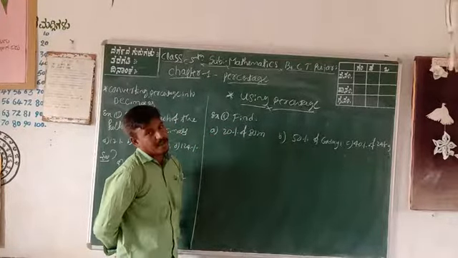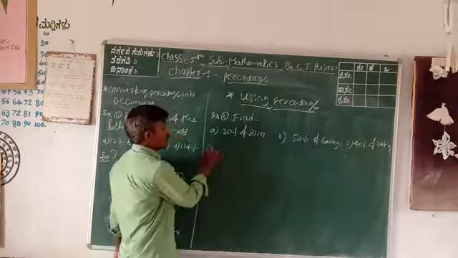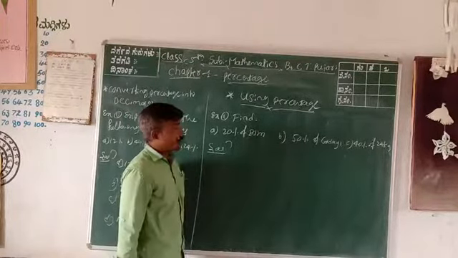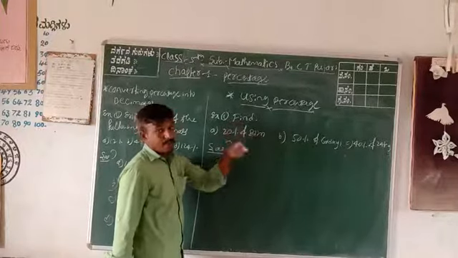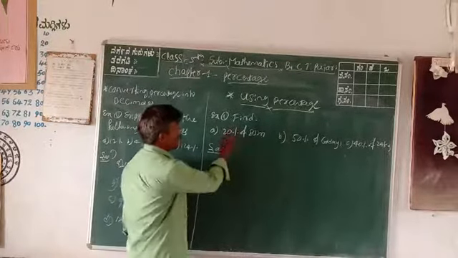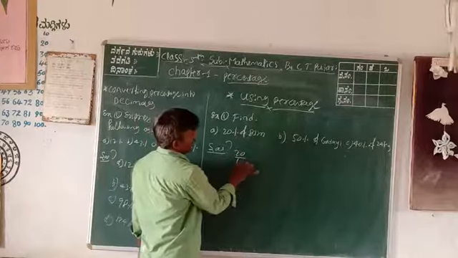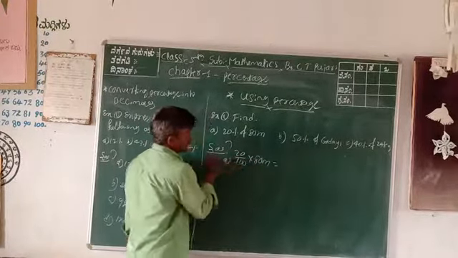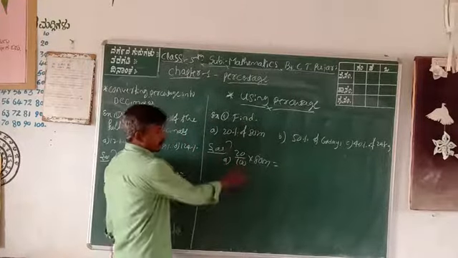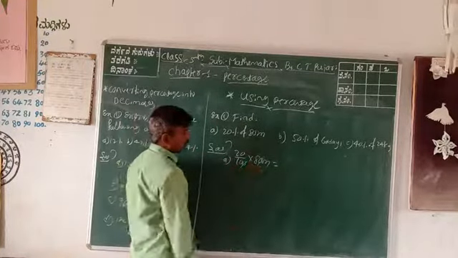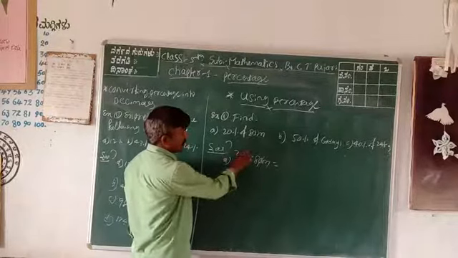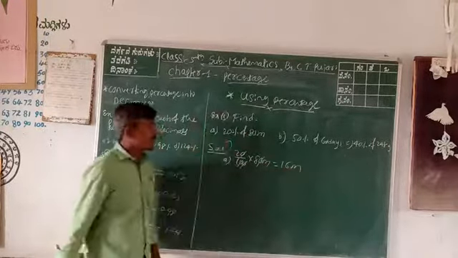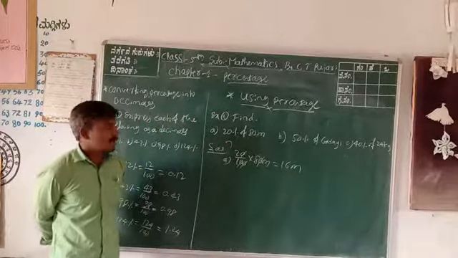Next one, find 20% of 80 meters. Solution, 20% of 80 meters. The total is 80 meters. You can find out the 20% of 80. 20% means 20 by 100 into 80 meters. Simplification: 1 0 cancel, 1 0 cancel, this 0 cancel. 2 8s are 16 meters. 16 meters is 20% of 80 meters.